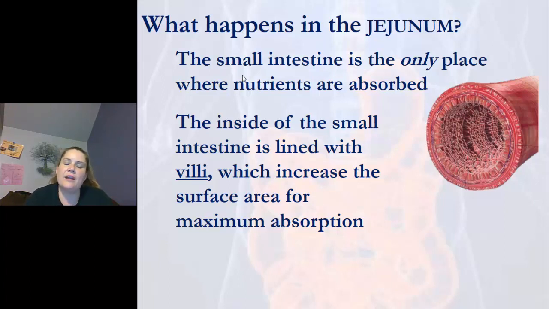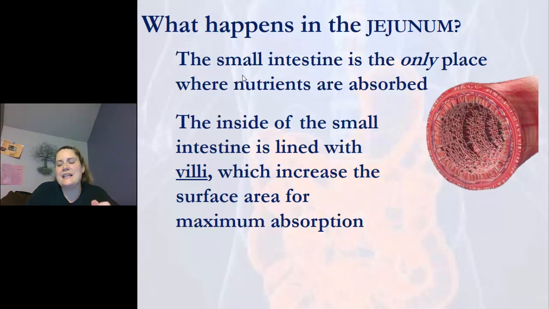And the reason they can come in is because the inside of the small intestine is lined with villi. And villi increase the surface area so that you can have maximum absorption. Again, here we are with that surface area thing. If you get lots of little nooks and crannies and bumps, you can have high surface area, and high surface area means more space for good things to happen. And in this case, we're not talking about chemical reactions happening, we're talking about absorption of nutrients.